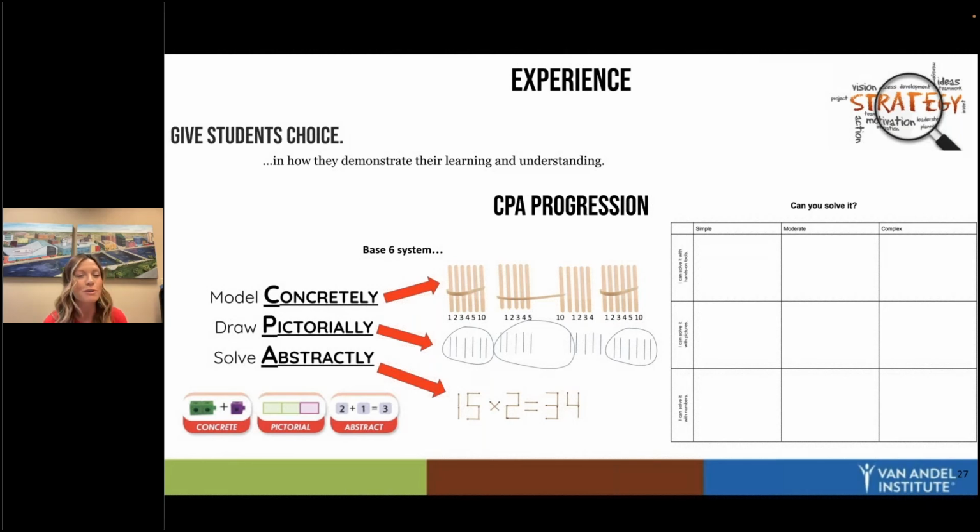This comes from a teacher professional development that we do, where we get teachers playing the role of students, and we teach them the basic system. The first thing we have them do is model it concretely. So they have manipulatives and they're trying to figure this out. Then we have them draw it pictorially. So can they represent it in a pictorial kind of way? And then when we get to true understanding, they can solve it abstractly. So they can just show the numbers, and they begin to learn that in a basic system.